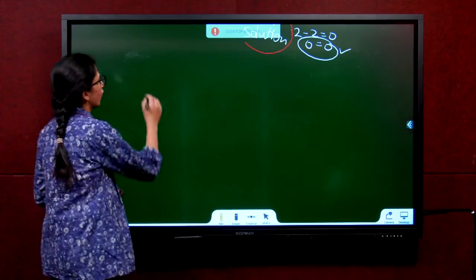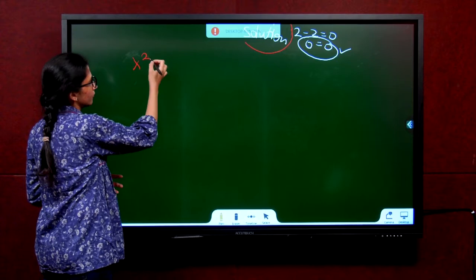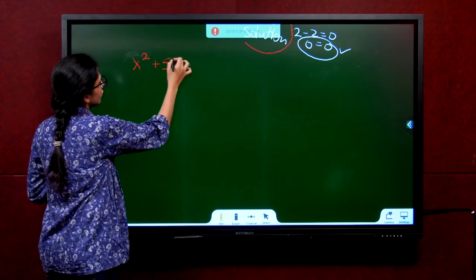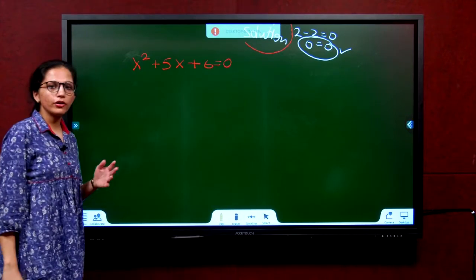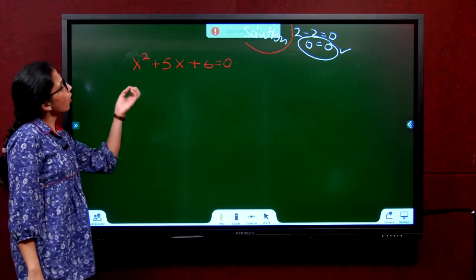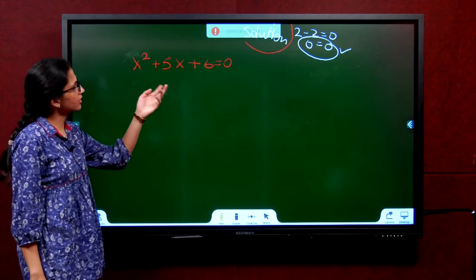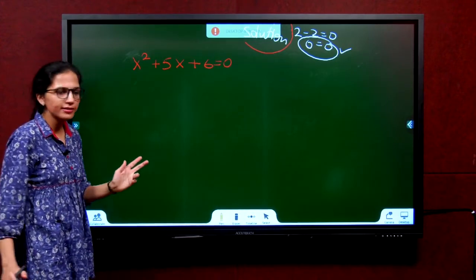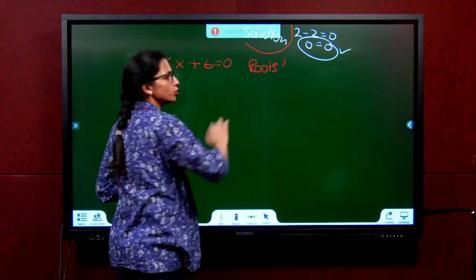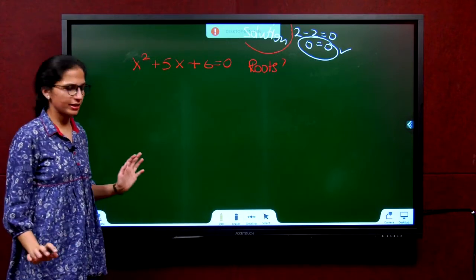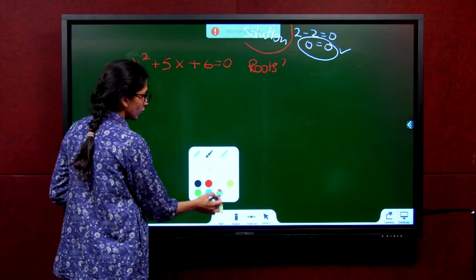Now let's take a more complicated example. Complicated meaning tough. X square plus 5x plus 6 equals 0. I want you to tell me what is the value of x for which this equation is satisfied. Or in other words, what are the roots of the equation? Or what are the solutions of x? We just learnt what is the meaning of root. So now what will you do?